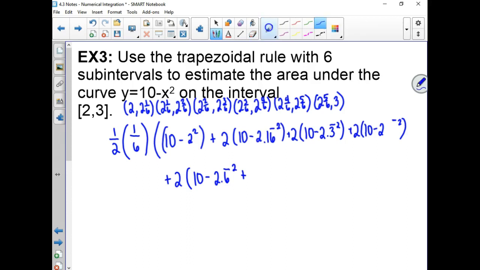This should be 2.5 right here, because 2 and 3/6 is 2.5. I was not thinking of that correctly.